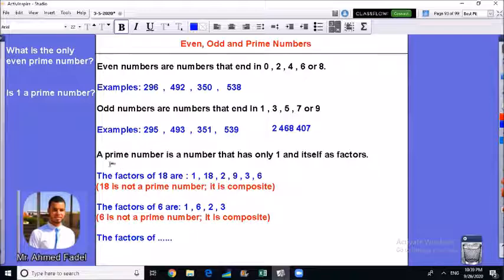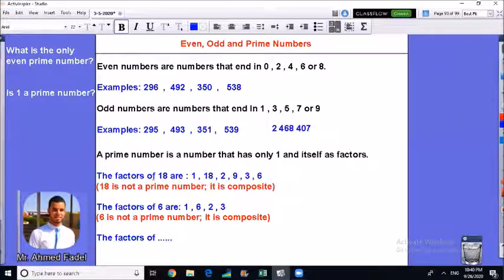Here, the last thing that we have is a prime number. What is a prime number? You took this in year 5 and in year 4 as well. In case you forgot it, a prime number is a number that has only one and itself as factors. Oh, Mr., factors, I completely forgot this word. What is the meaning of factors?